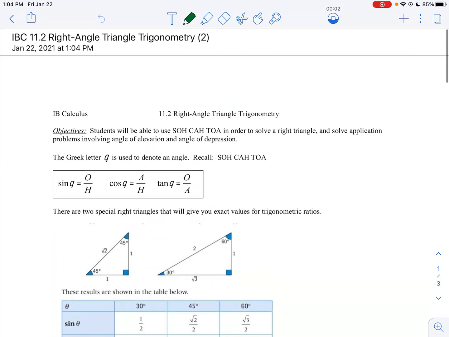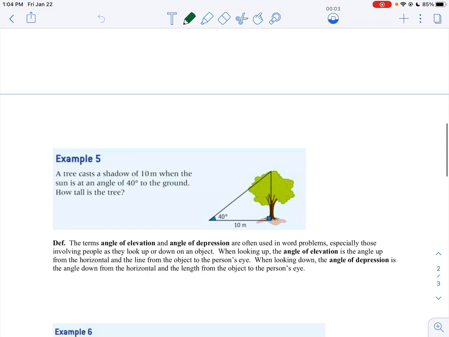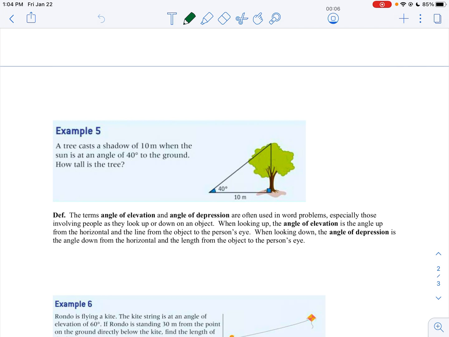This is 11.2 notes, and we are going to do the day 2 now. So let's look at example 5. A tree casts a shadow of 10 meters when the sun is at an angle of 40 degrees to the ground. How tall is the tree?